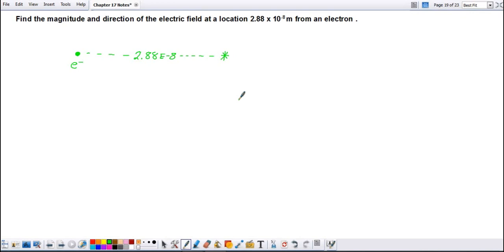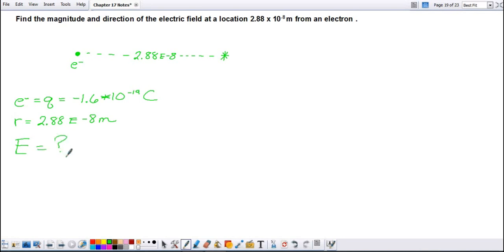Well, it's an electron, so I know that the charge on an electron is negative 1.6 times 10 to the negative 19th coulombs. And I know the distance I am away, because it was given to me as 2.88 times 10 to the negative 8th meters. And I'm trying to find the electric field.